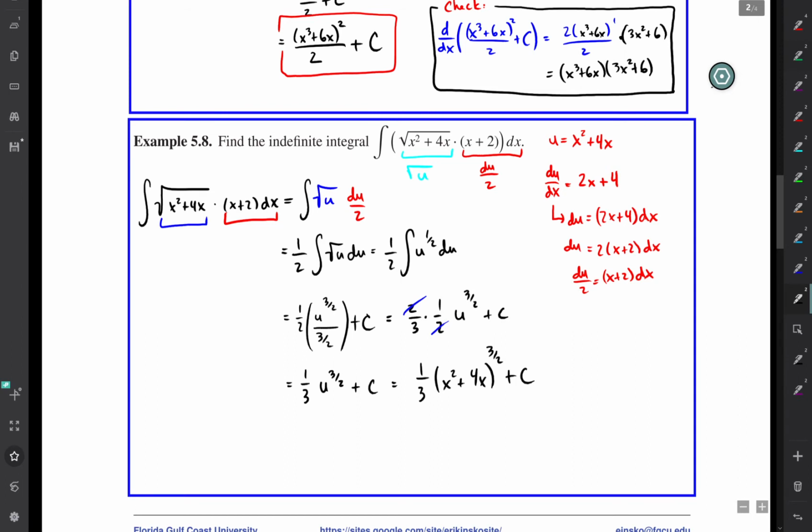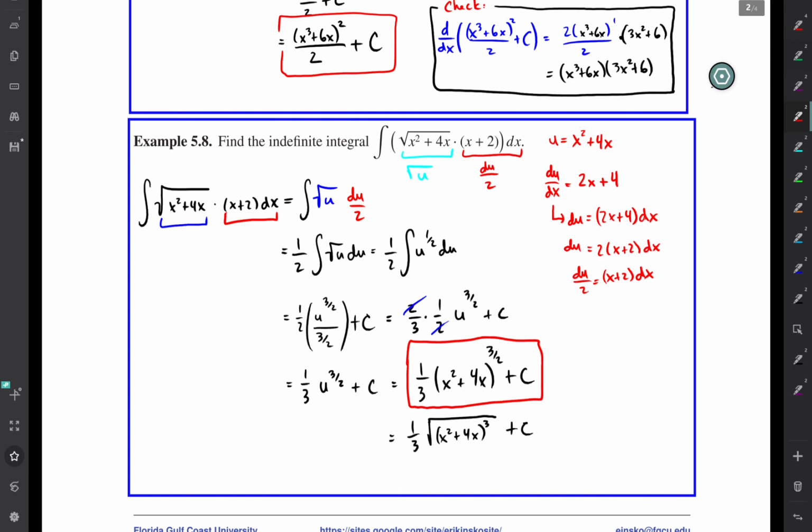And if I wanted to write it with a square root, you don't have to do this, but if you wanted to, you could write this as the square root of (x squared plus 4x) quantity cubed, right? It's the same as that to the 3/2, plus c. I personally kind of prefer this for my answer, but if you like square roots, you can insert that. And now you should check that when you take the derivative of this, 1/3 (x squared plus 4x) raised to the 3/2 plus c, that you get back the square root of x squared plus 4x times (x plus 2).